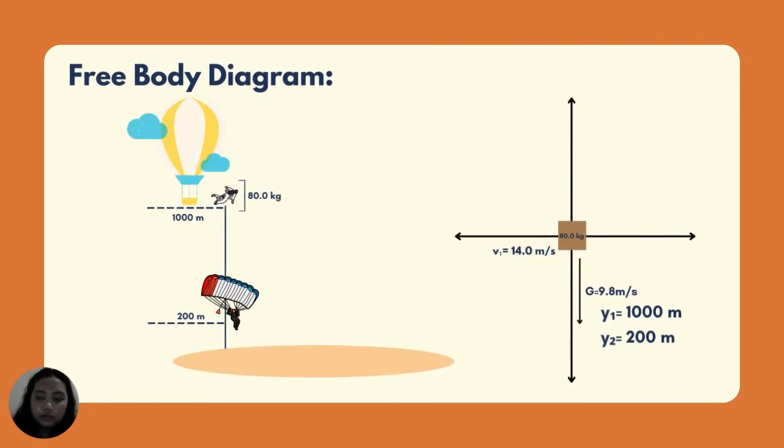First, before we start solving the problem, let us have the free body diagram or the FBD so we could visualize. As you can see, we have the skydiver with a mass of 80 kilograms, our initial height which is 1,000 meters, and our second height which is 200 meters.